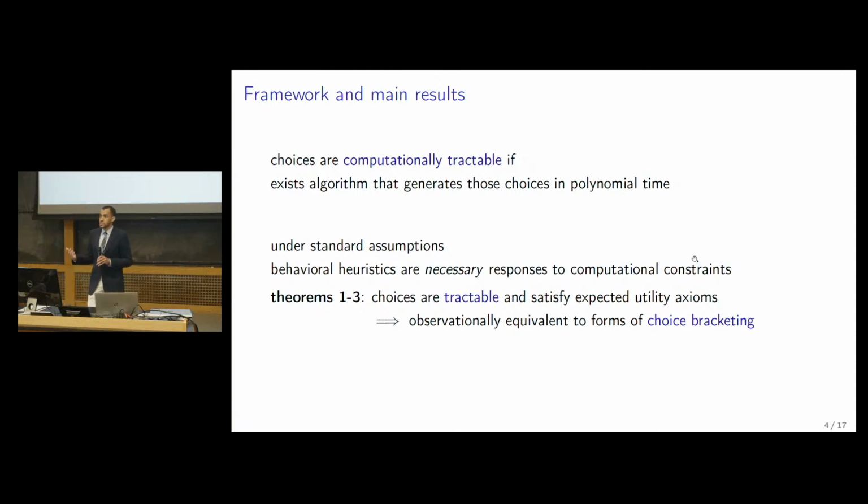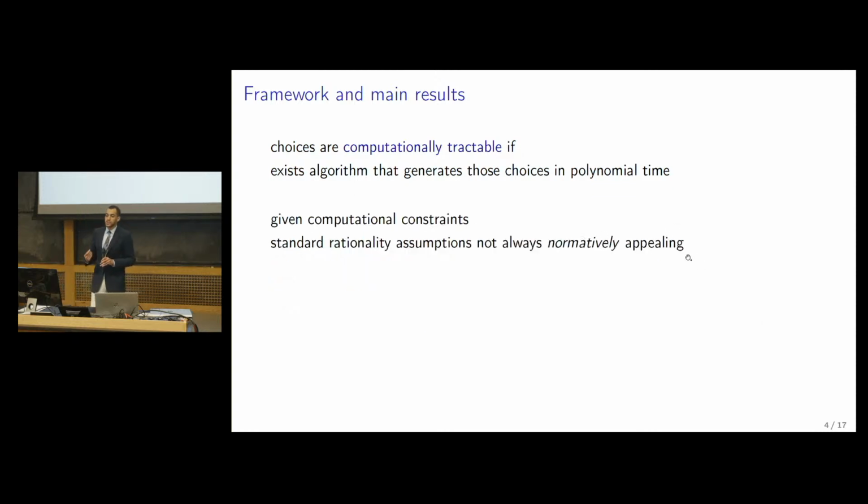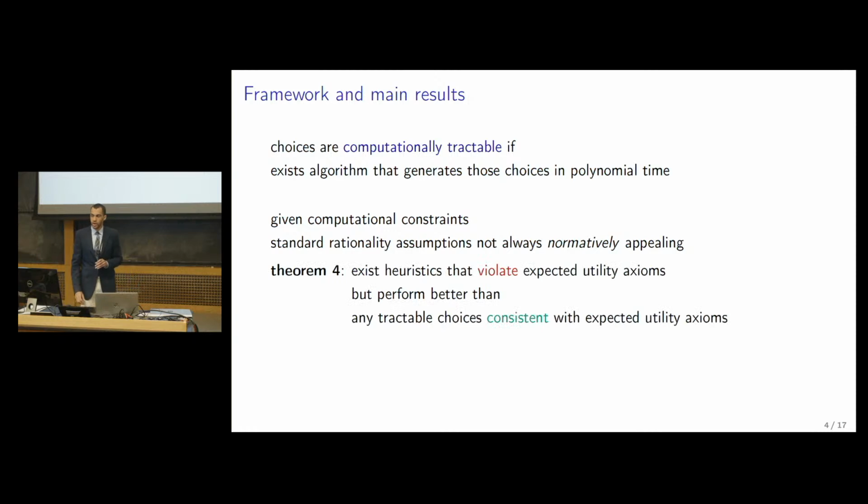OK, now, of course, at this point, we might want to take a step back and ask whether these expected utility axioms, these standard rationality assumptions, are even still appealing in the presence of computational constraints. And that brings me to my final result, which shows that given computational constraints, the standard rationality assumptions are not always normatively appealing. More precisely, for a decision maker who intrinsically cares about the expected value of some objective function, I show that there exist heuristics, or approximation algorithms, that violate the expected utility axioms, but perform better than any tractable choices that are consistent with those axioms.